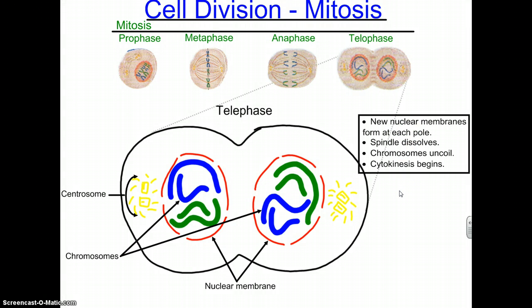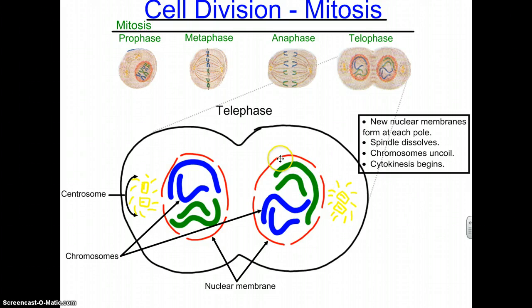All of a sudden, the spindles are no longer there because they've done their job. They pulled sister chromatids to either side of the cell. Notice, we have one chromatid here, one chromatid here. One chromatid here, and obviously we would have, so how many chromatids would we have in either side of the cell? 46, right? Excellent. So both sides of the cell have 46 chromatids.